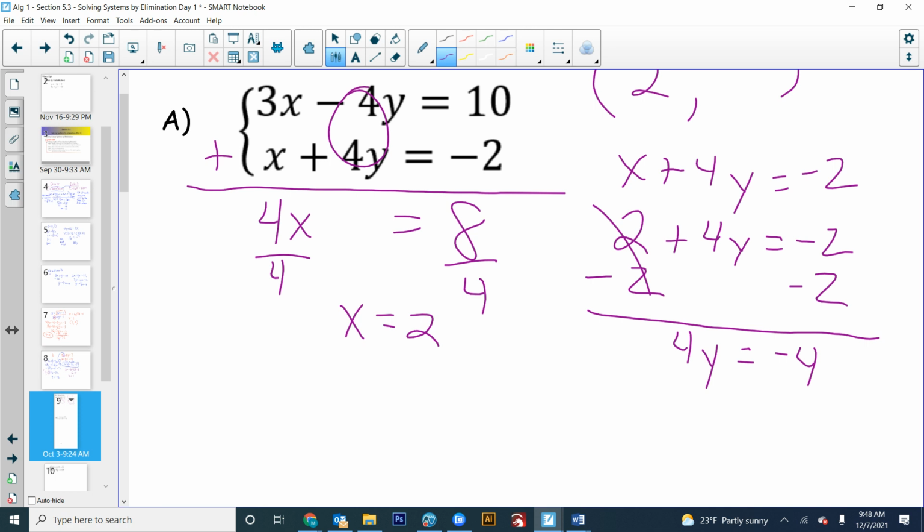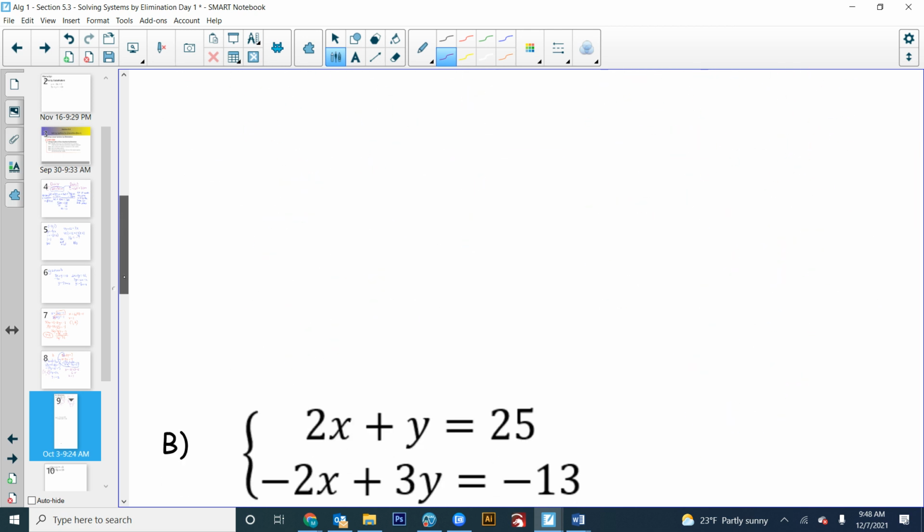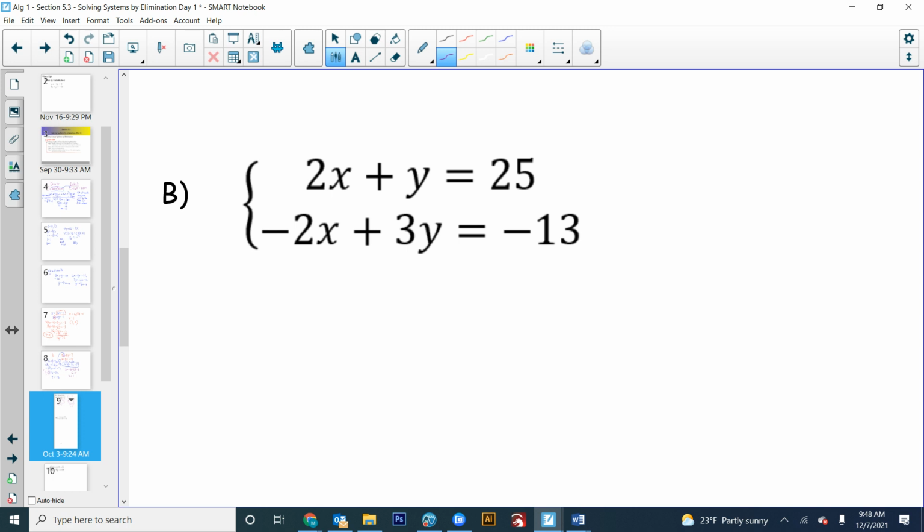Logan, finish it off. Divide by 4. Y equals what? Negative 1. So it's 2, negative 1. Now, that was an easy elimination. I think we have another easy one because it's set up for us. This one's set up already. It's easy. We're going to have to do a little tricky one here in a second.